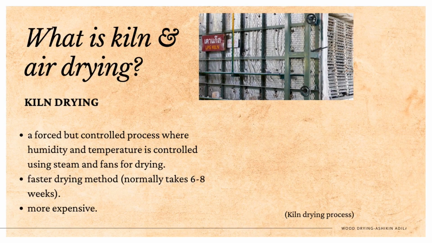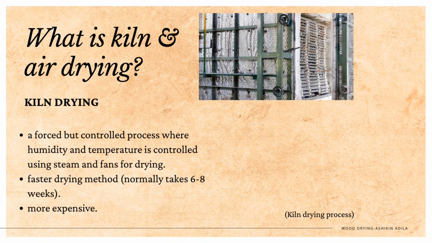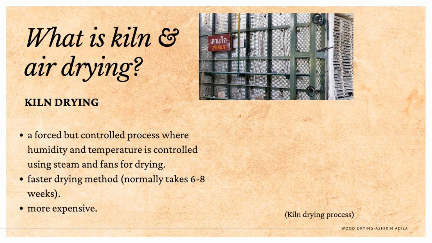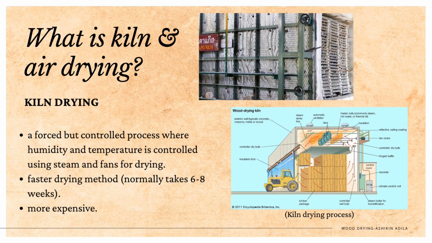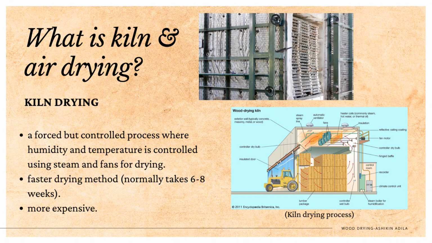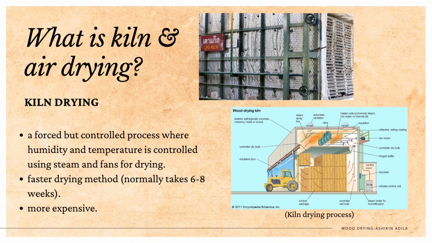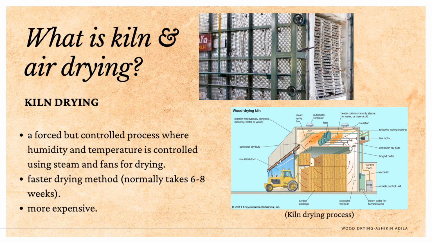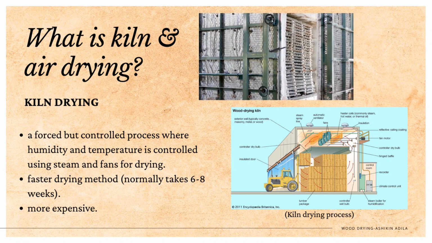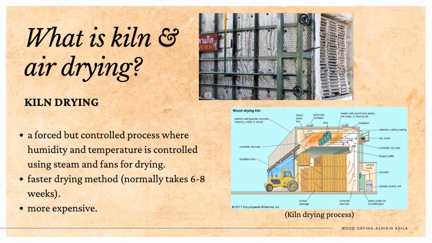Humidity and temperature are controlled using steam and fans for drying. Timber is arranged in layers in the kiln chamber under specific temperature and humidity. Then, the air is passed through the timber by using heavy duty fans, as shown here in the image. The temperature makes the air hot and it forces water molecules in the wood to pop out. This is a faster way of drying wood as it normally takes only 6 to 8 weeks, but it can be very expensive to set up and manage resources. High density hardwood may take longer.